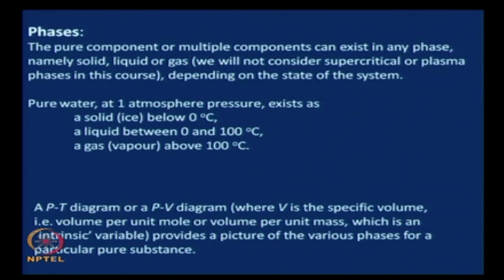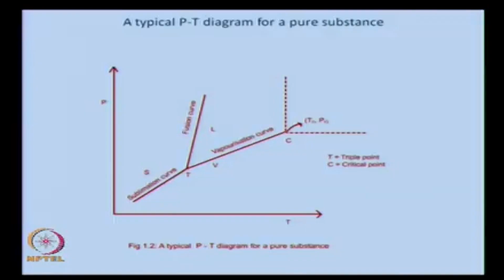Typically, a PT diagram, a pressure versus temperature diagram, or a PV diagram, where P stands for pressure and V here stands for specific volume, which is volume per unit mass, and we have already seen that volume per unit mass is an intrinsic variable. A PT diagram or a PV diagram provides the relationship between the various phases for a pure substance. Let us look at a typical PT diagram first.